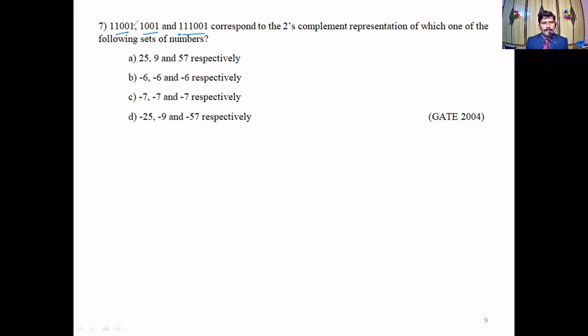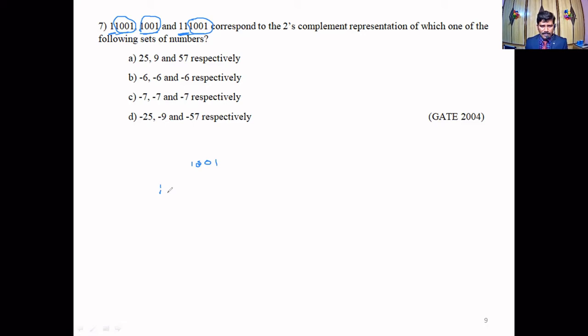But here, observe, this is 1001, 1001. This is also 1001. This is just sign extended. This 1 is extended. Here only 1 is extended. So if you have 1001, with any number of ones in front, that is the same value. So this number is a negative number, and find the 2's complement back to find the decimal equivalent.